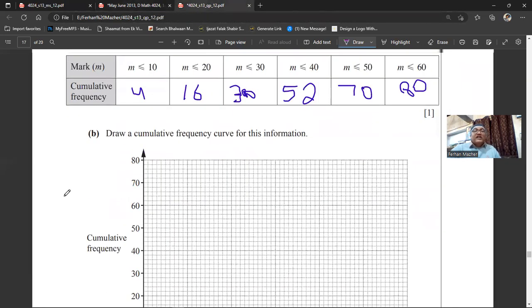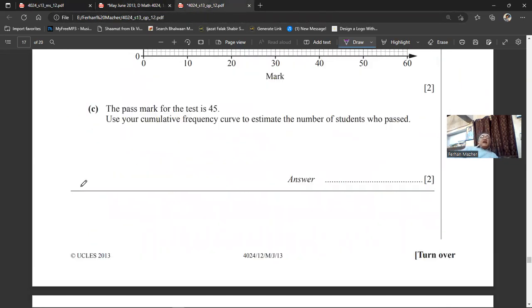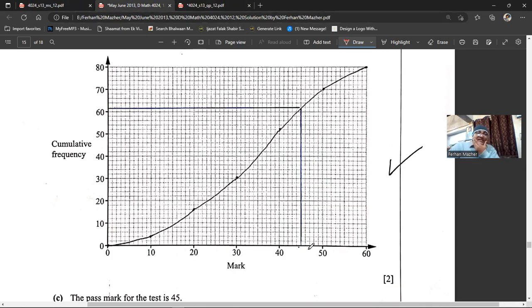Then the question is C part. The pass mark for the test is 45 marks. Use your cumulative frequency curve to estimate the number of students who passed. You see, the students who score more than 45 will pass. So from my cumulative frequency on marks, this is the 45. From here, I will draw a line until it intersects the cumulative frequency curve. From here, I will go in this way.